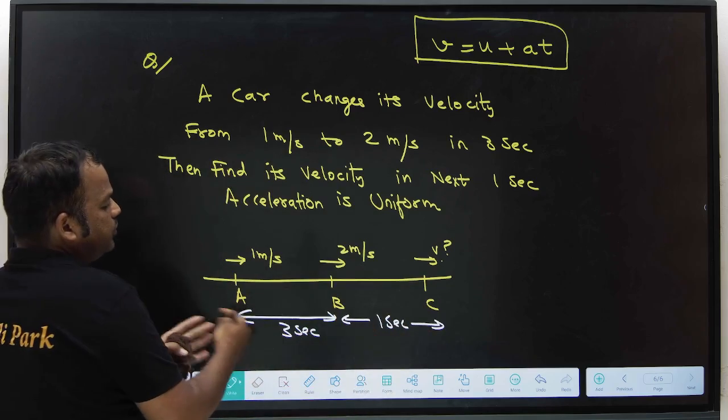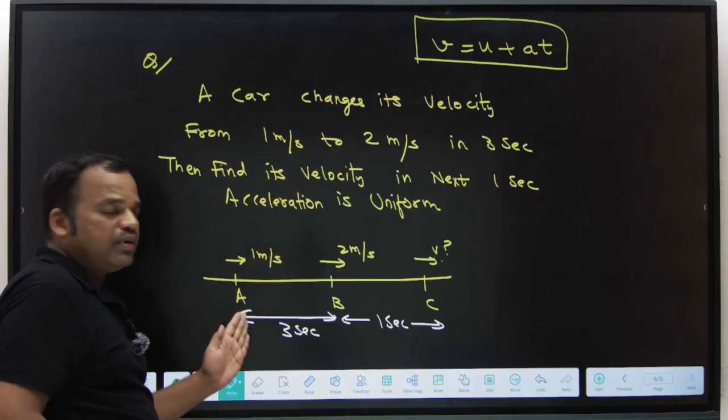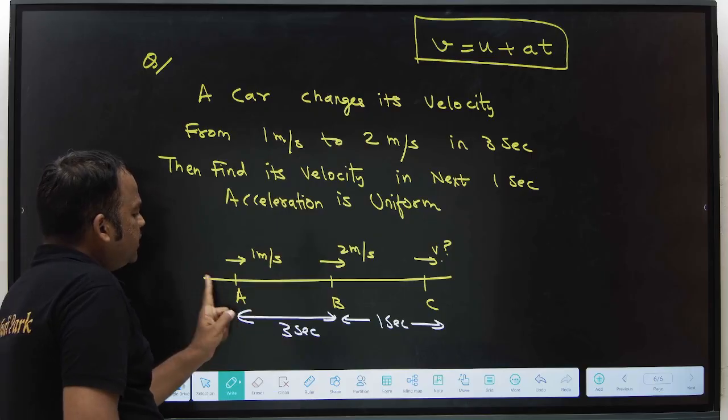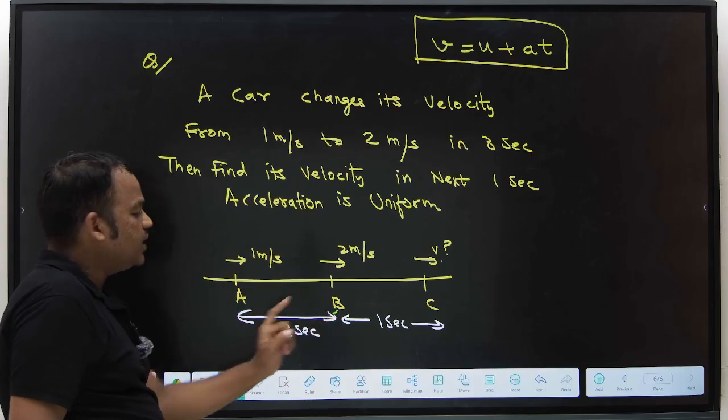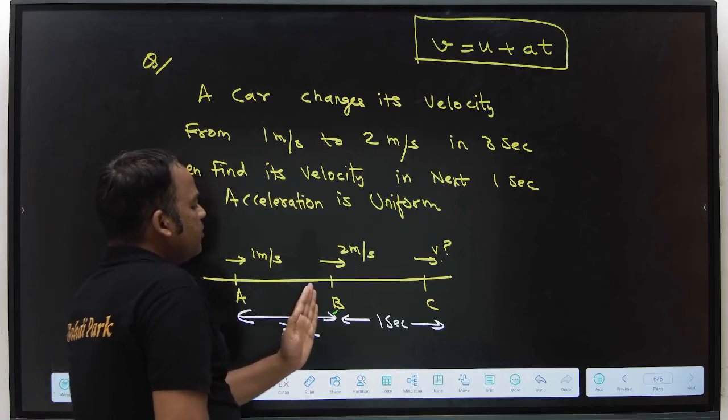So now we have to use V is equal to U plus AT. One time we will apply V is equal to U plus AT from A to B, and second time we apply V is equal to U plus AT from B to C.